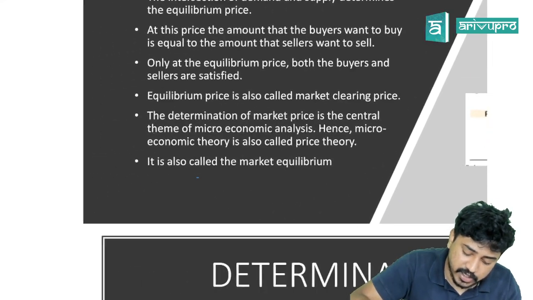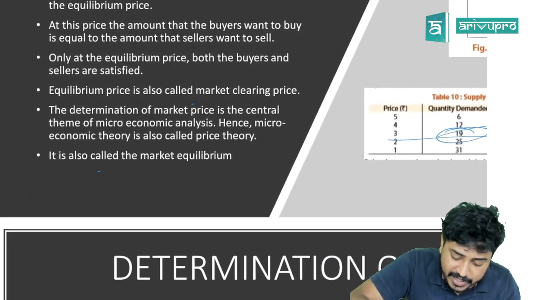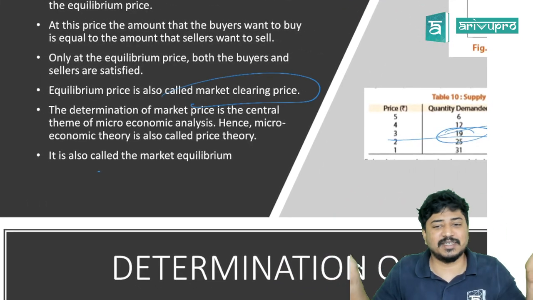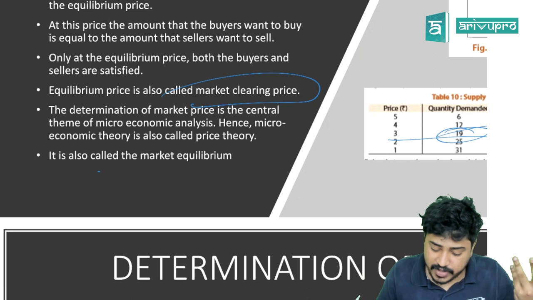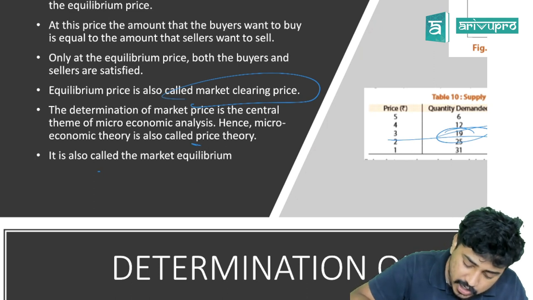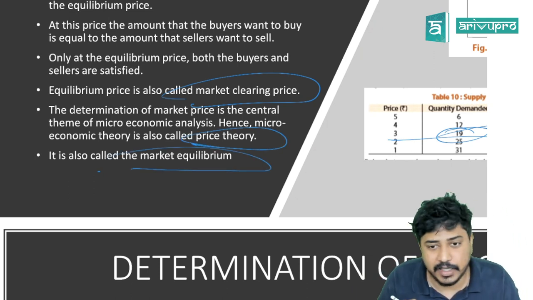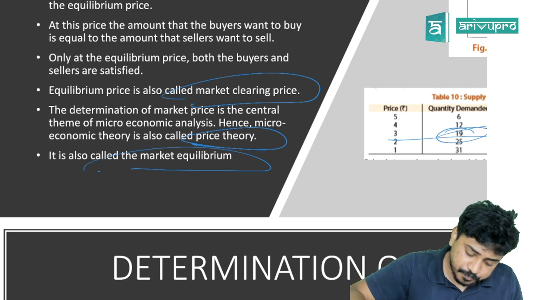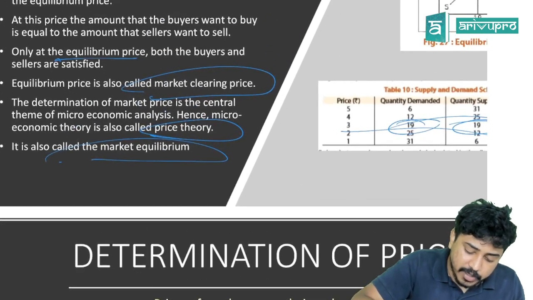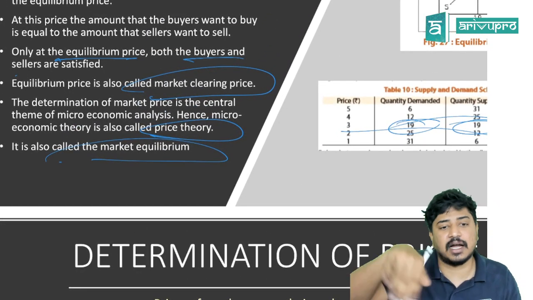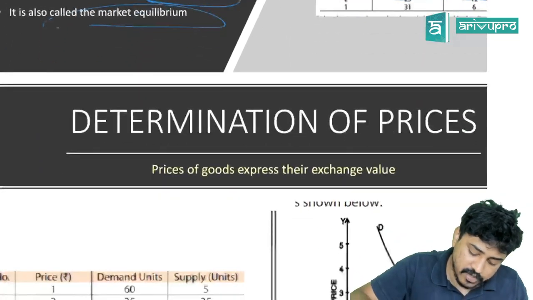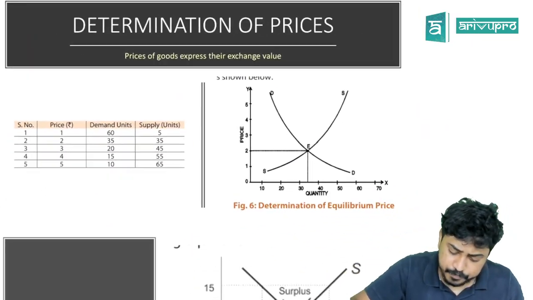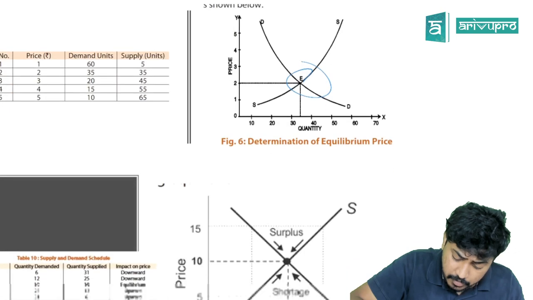Why is it called the clearing price? Market clearing price, because everything in the market is cleared, right? That's why it's called the market clearing price, or price theory, or market equilibrium. At this equilibrium point only, both buyer and seller are satisfied. That is also very important, right? So this is the equilibrium price.